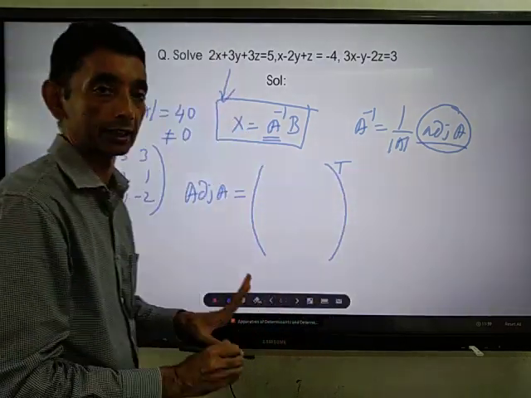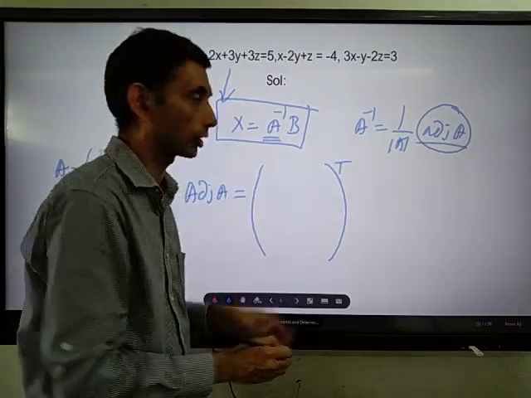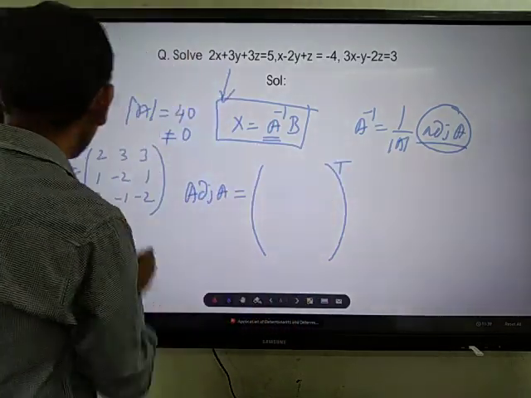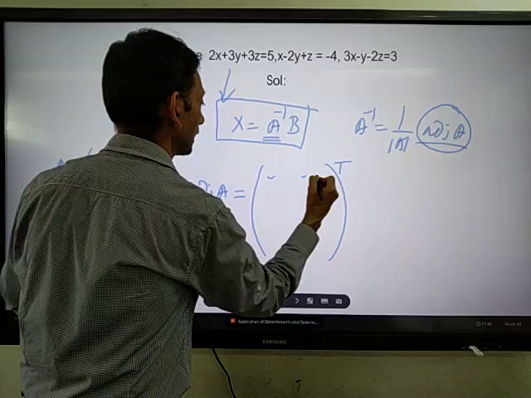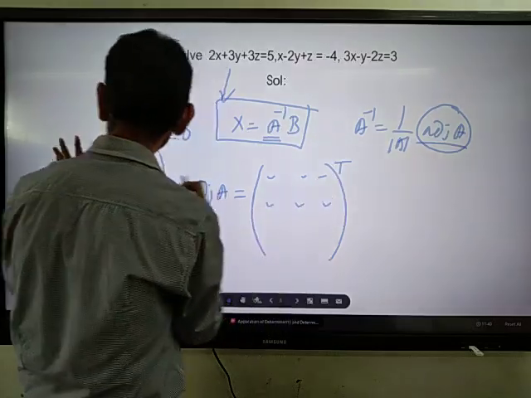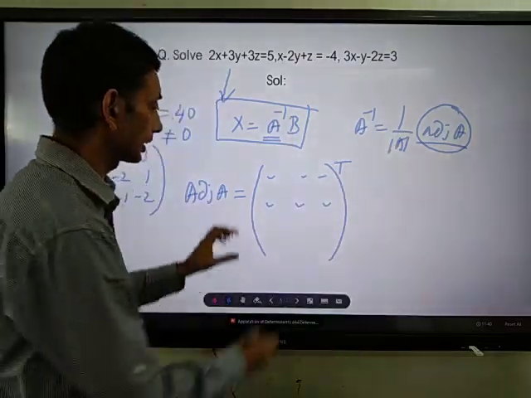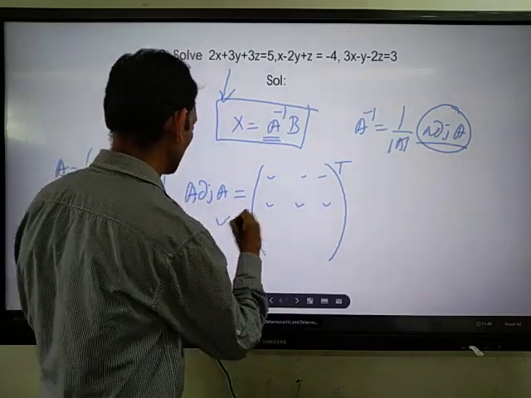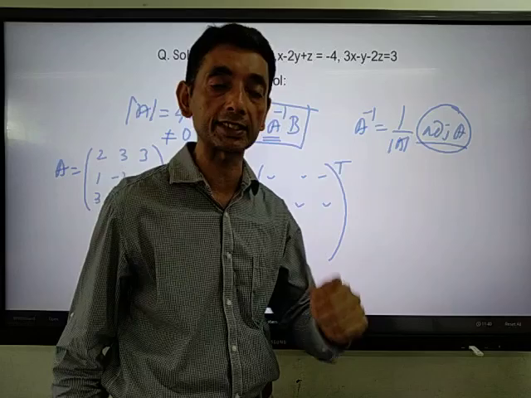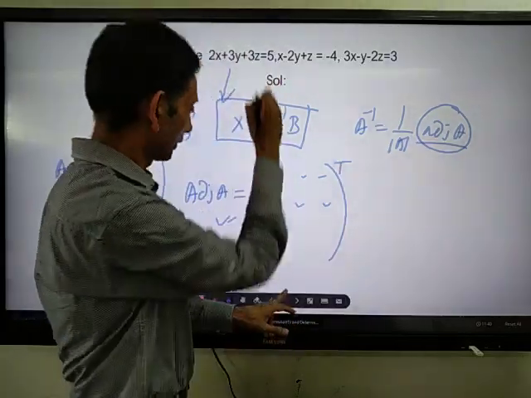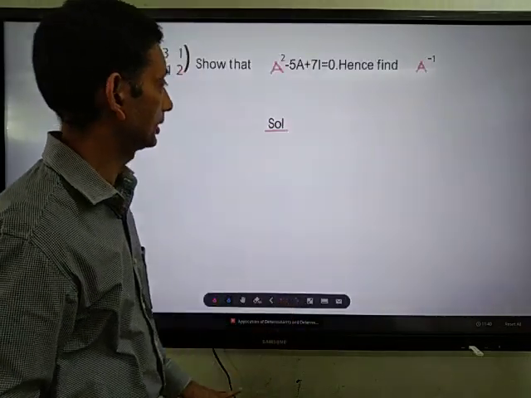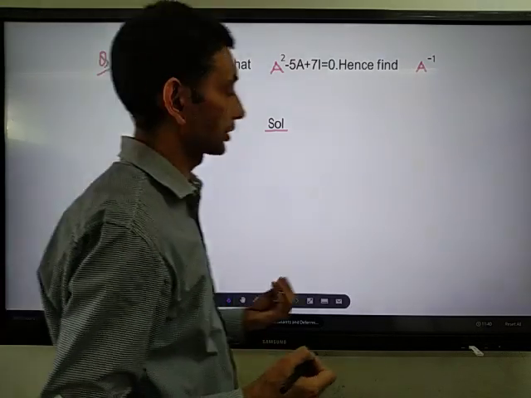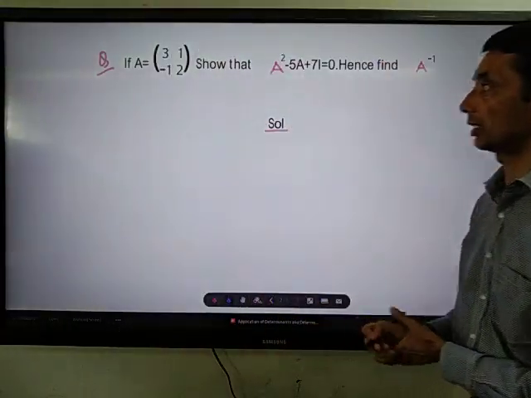You don't need to think about interchanging rows and columns because you have already written the transpose. As it is, you keep writing all the 9 cofactors. You can do the calculation roughly also. You can directly write the cofactors and then take the transpose. So you get the adjoint, and the remaining steps will be exactly the same as the other steps of this particular sum. Okay, let's move to the last question of today's video.